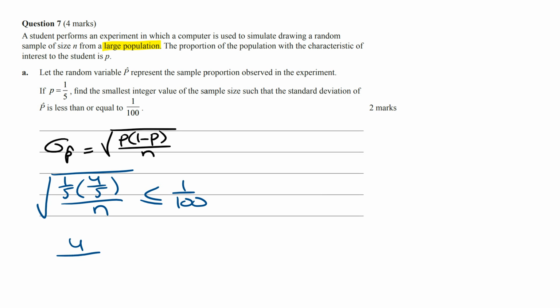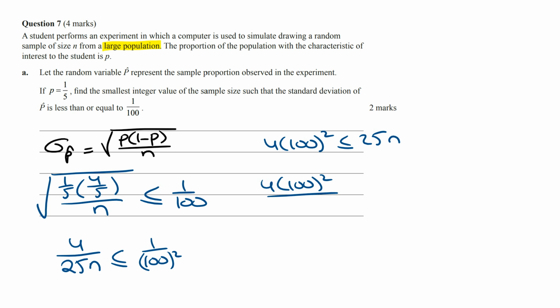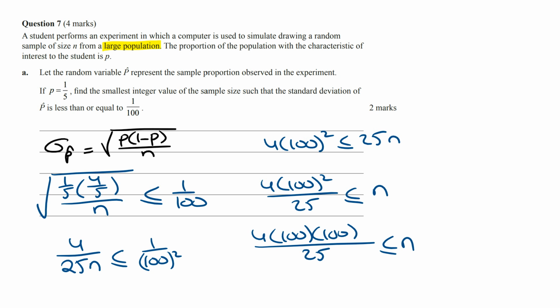this is going to become 4 over 25n is less than or equal to 1 on 100 squared. Rearranging, this is the same as 4 times 100 squared is less than or equal to 25n. Dividing both sides by 25, this becomes 4 times 100 squared divided by 25 is less than or equal to n. We can rewrite this as 4 times 100 divided by 25, and this is going to be less than or equal to n. From here, this will become 1 and this will become 4. And so therefore, the smallest value of n is going to be larger than or equal to 4 times 4, which is 16, times 100 is 1600.